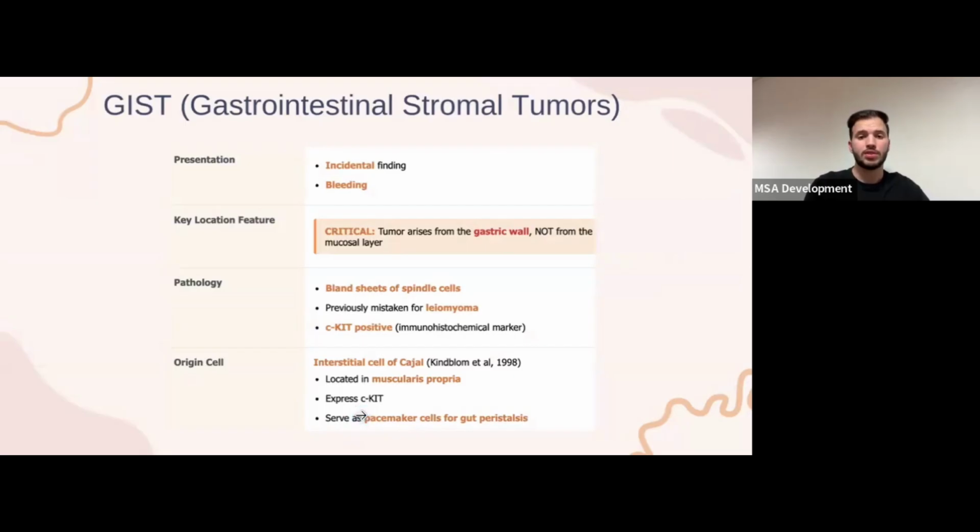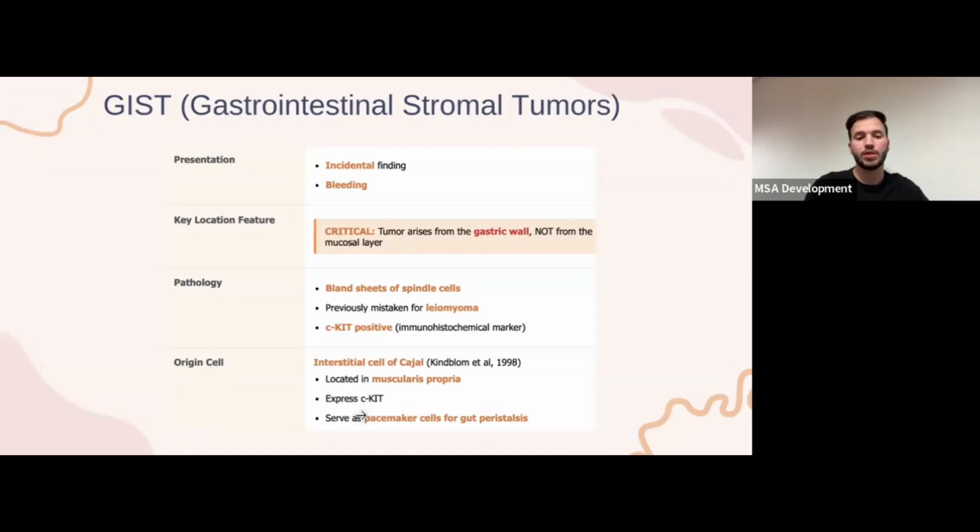GIST, or gastrointestinal stromal tumors. Usually, it's an incidental finding. It mainly occurs in the gastric wall and not the mucosal layer. Okay, what's the pathology behind it? We have bland sheets of spindle cells, and they're usually mistaken for leiomyoma, and they have an immunohistochemical marker, which is that they are c-KIT positive.